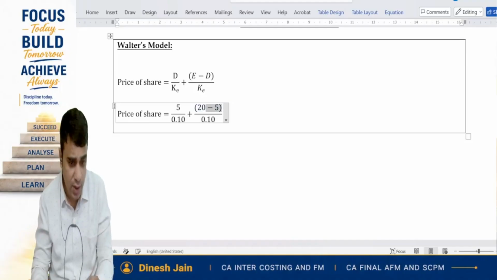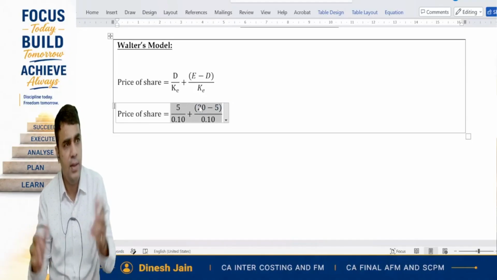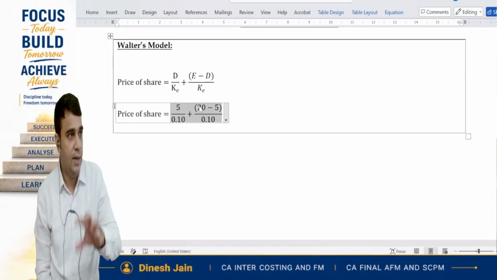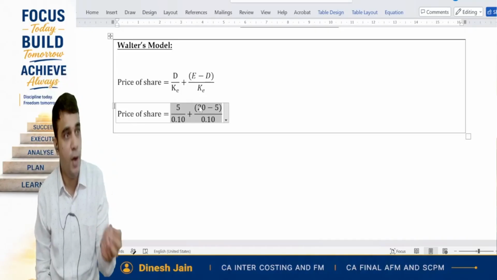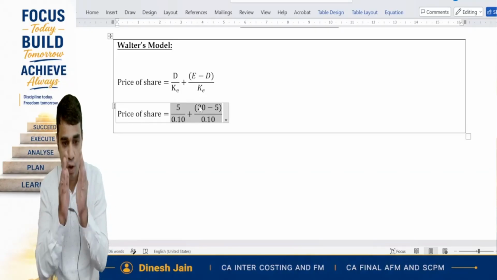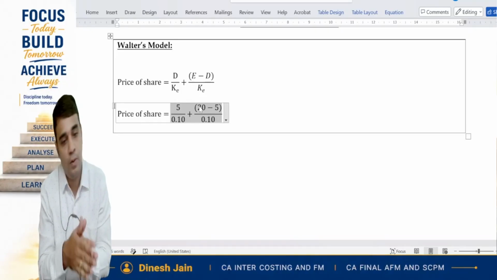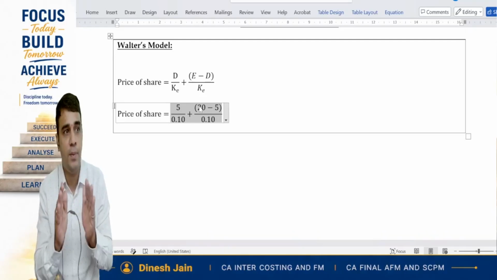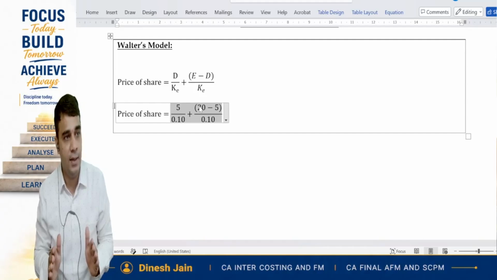If this is going to be the formula, then there is no point in splitting. It can be 5 and 15, it can be 4 and 16, it can be 1 rupee and 19 rupees. What you paid will come in the first part, what is unpaid will come in the second part. If the formula is going to be divided by KE, why should I do this?